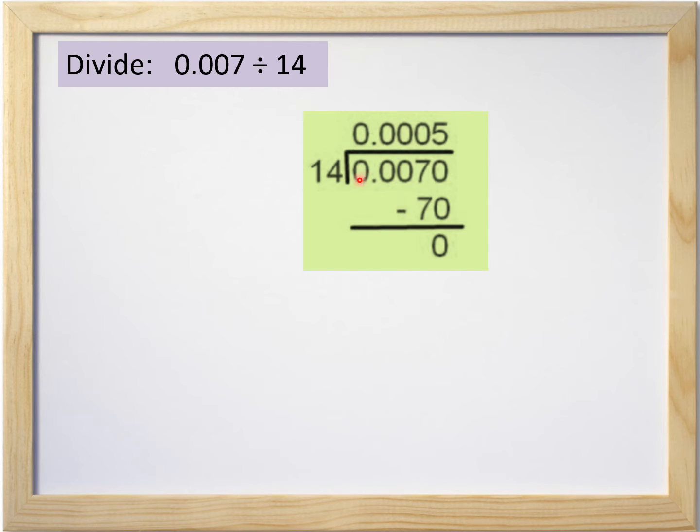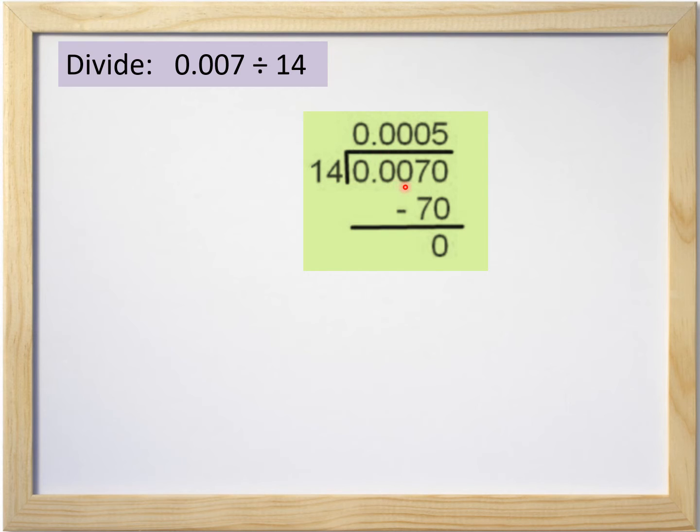Now children, after this 0, there is a decimal point in the dividend. So we will put the decimal point in the quotient exactly above the decimal point in the dividend. Understood, children? Now, what is the second digit? It is also 0. So we cannot divide this 0 by 14. So we will put another 0 in the quotient, that is after the decimal point.